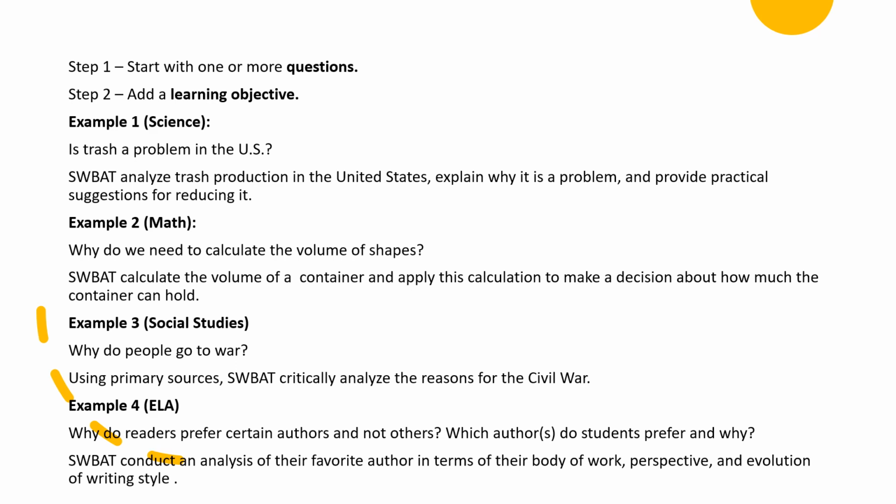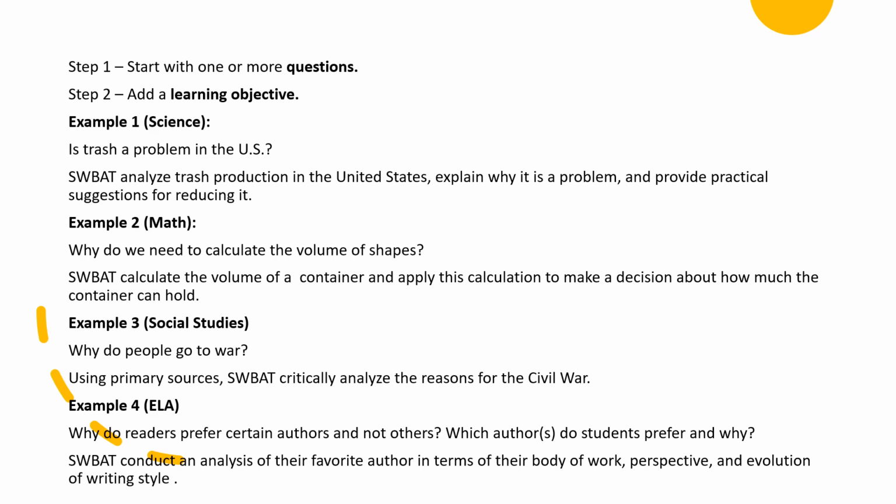Example 3 comes from social studies. Why do people go to war? The example question was, why do people go to war? The objective might be, using primary sources, students will be able to critically analyze the reasons for the Civil War.